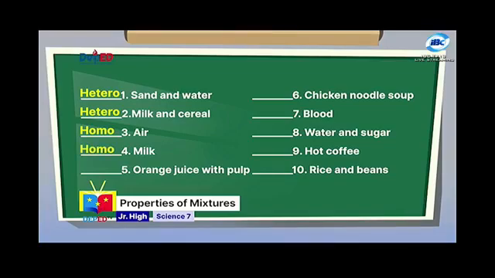5, orange juice with pulp. The answer is hetero. 6, chicken noodle soup. The answer is hetero. 7, blood. Blood is homogeneous, so the answer is homo. 8, water and sugar. The answer is homo. Number 9, hot coffee. The correct answer is homo. And number 10, rice and beans. It is a heterogeneous mixture. The correct answer is hetero.